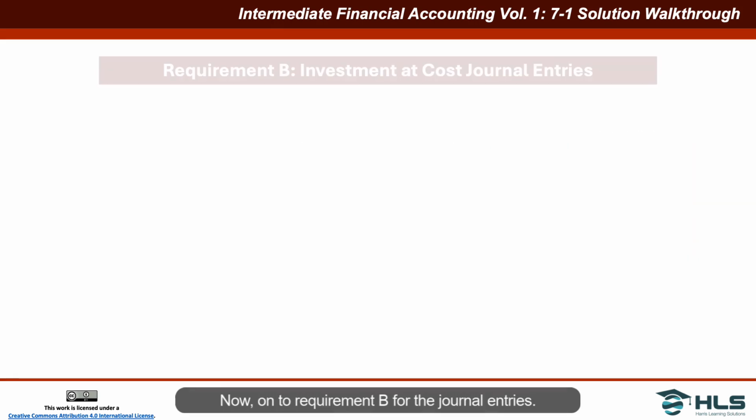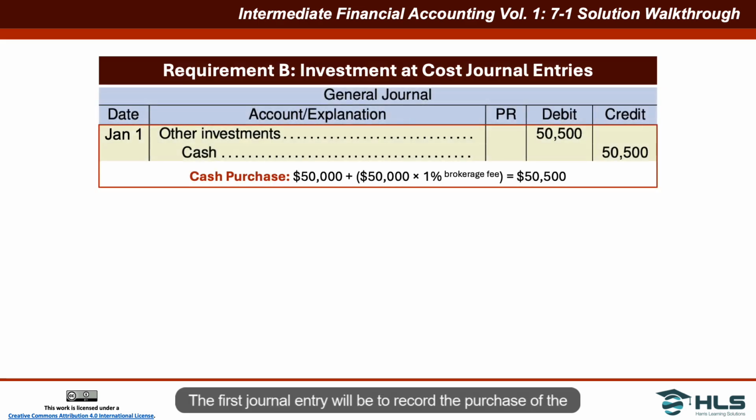Now on to requirement B for the journal entries. The first journal entry will be to record the purchase of the investment on January 1st at its cost. So we're going to debit an account called Other Investments or something similar for $50,500, and we'll credit cash for the same amount. The calculation is the $50,000 cash price plus the 1% brokerage fee, or $50,000 times 1%, which means the brokerage fee is actually $500.